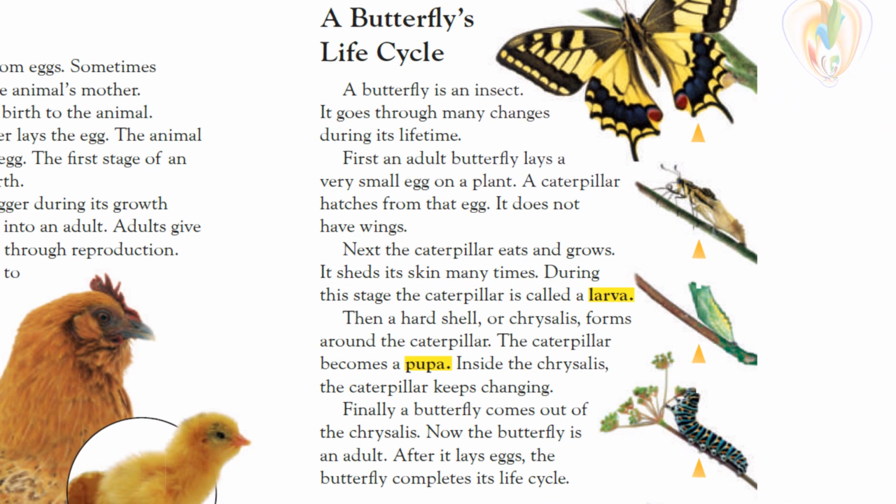A butterfly's life cycle. A butterfly is an insect. It goes through many changes during its lifetime. First, an adult butterfly lays a very small egg on a plant. A caterpillar hatches from that egg. It does not have wings.